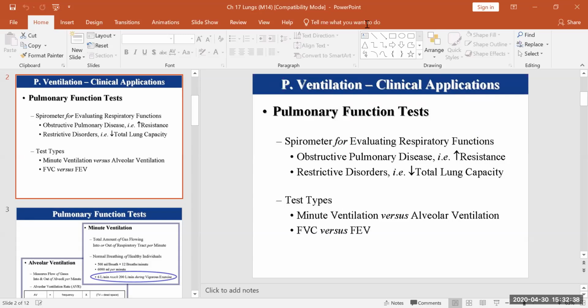Let me try to start the annotation here. Hello. There you go.